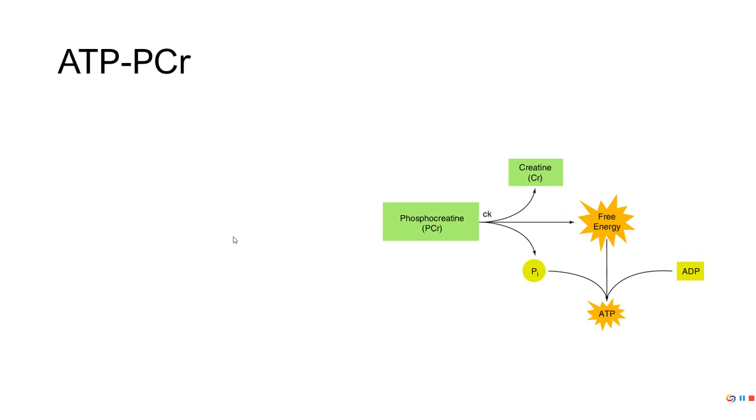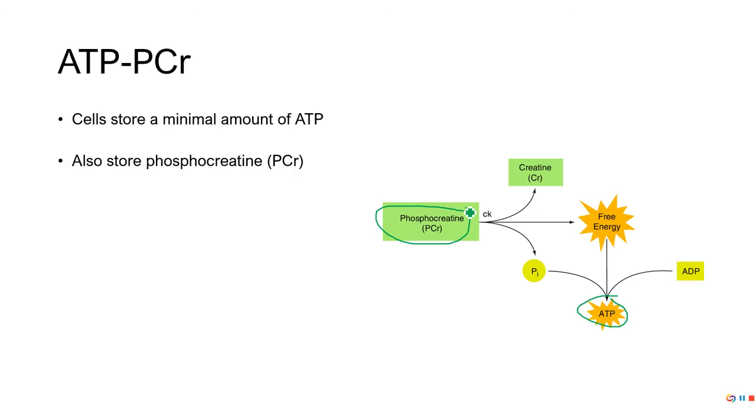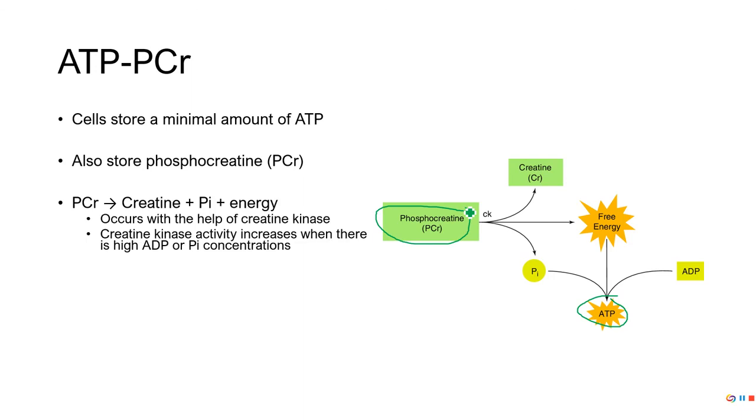So to start off, we've got ATP-PCr, so phosphocreatine. Here is my ATP, which is the end product, and then we've got this stuff called phosphocreatine. Like I said a minute ago, we don't store very much ATP in our cells, but one of the things we do store is something called phosphocreatine. And so we can take this phosphocreatine and break it down with the help of an enzyme called CK, or creatine kinase.